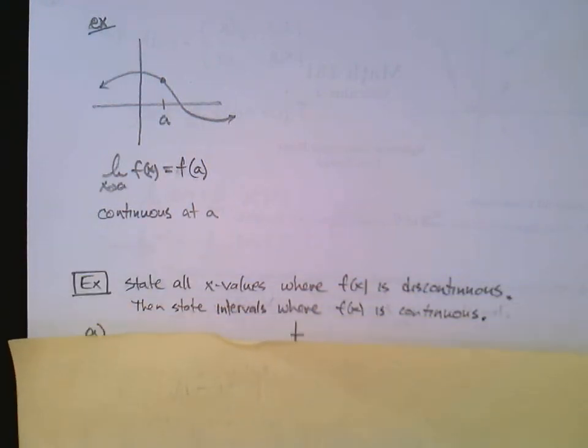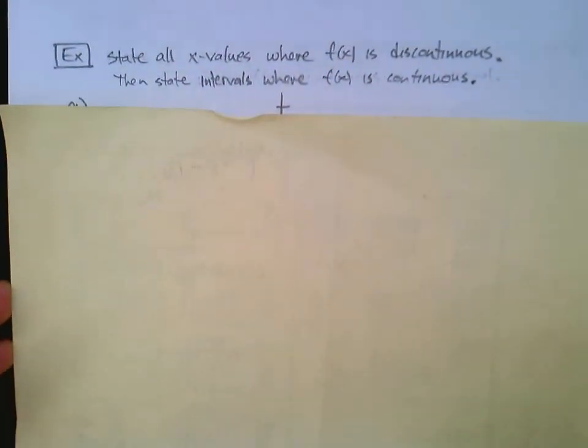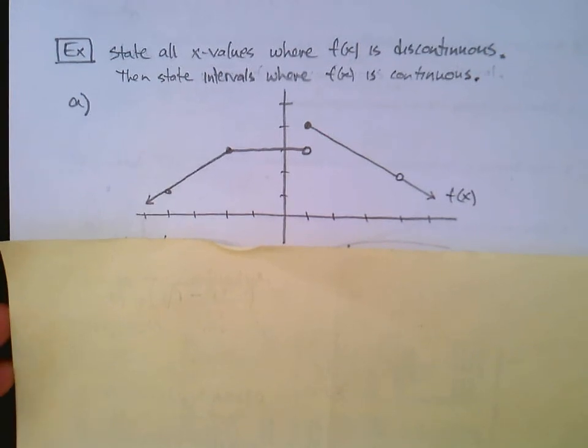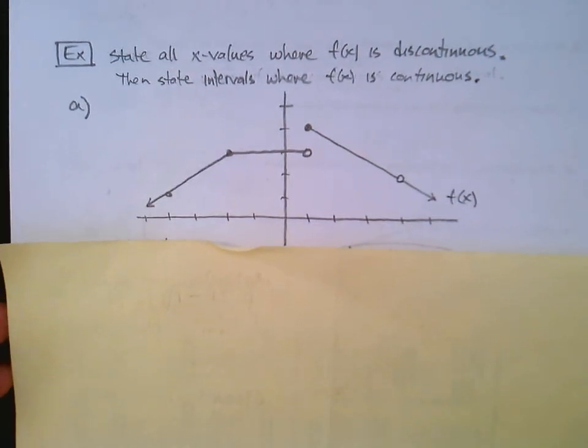Okay. So where to go from here? Let's take a look at this question. So we're going to be given a drawing. You might remember this drawing from the beginning of 2.1 when we first introduced limits. Let's take a look at it again. State all x values where f of x is discontinuous. Okay, it's actually more interesting to point out the locations where something's discontinuous usually. But once we have those, then we're going to state intervals where f of x is continuous. So we'll use interval notation to name all of the points where it is continuous.